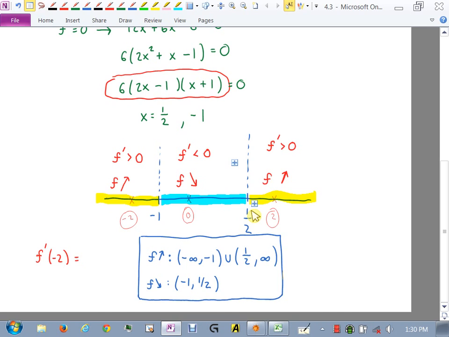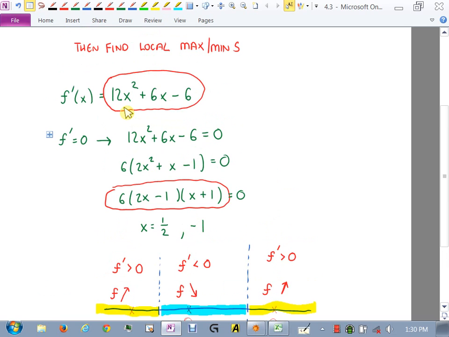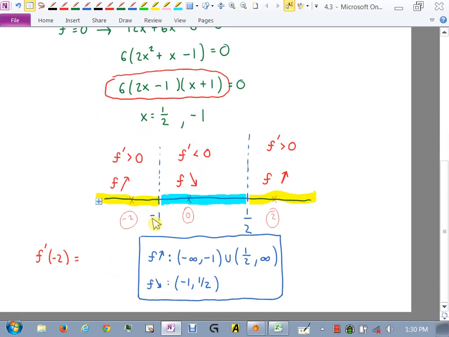What I have not addressed yet, though, is the other types of critical numbers we could have had, where the derivative is what? Doesn't exist. But look at this derivative. It's a polynomial, right? The derivative is well behaved. It never doesn't exist. So the only two critical numbers we actually have are -1 and 1/2. So this should be the only local max. This should be the only local min. So without doing any more work, I'm going to say I have a local max.